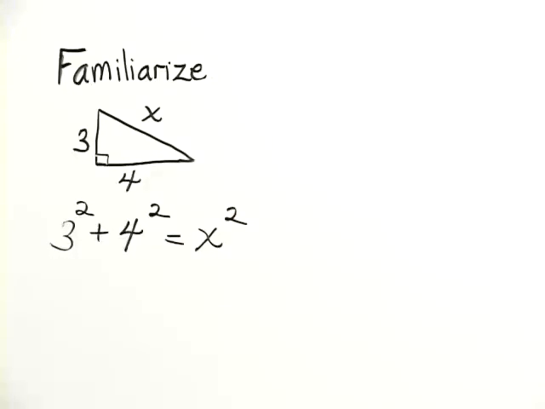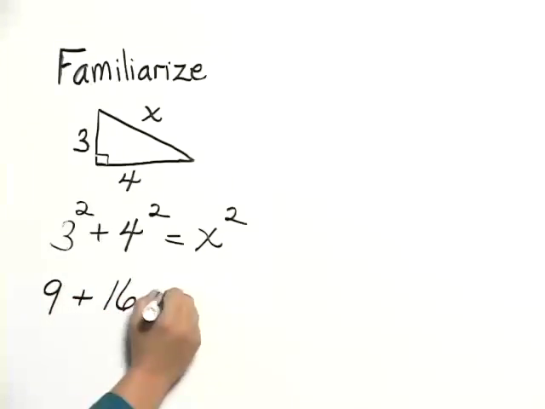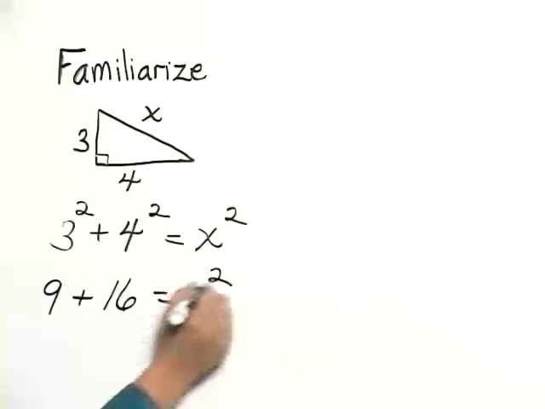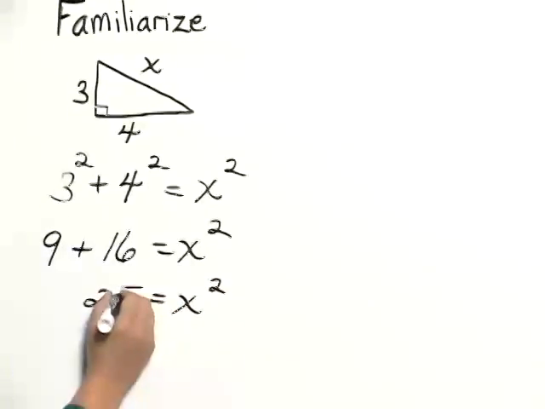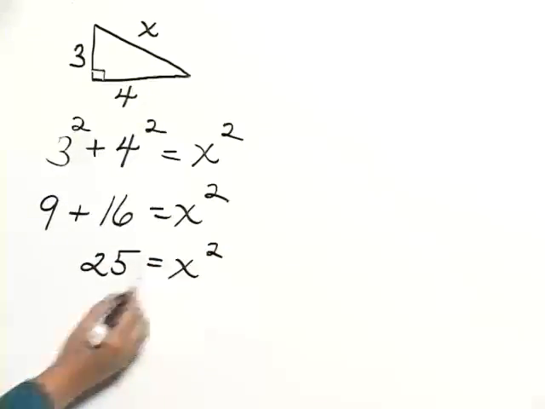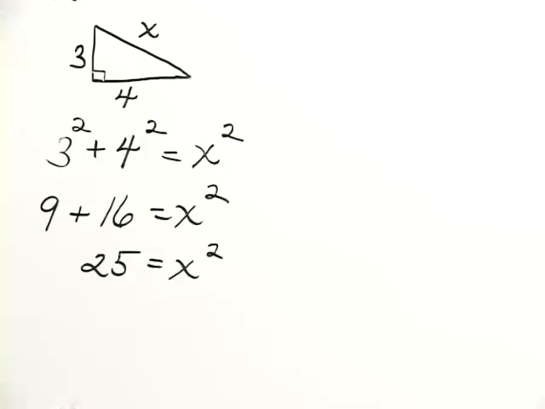Now we can move to the third step, which is to carry out. In this case, we want to solve for x. We have 3 squared, which is 9, 4 squared, which is 16. That equals x squared. 9 plus 16 is 25. Now this is a quadratic equation. So let's get 0 on one side of the equation and solve.